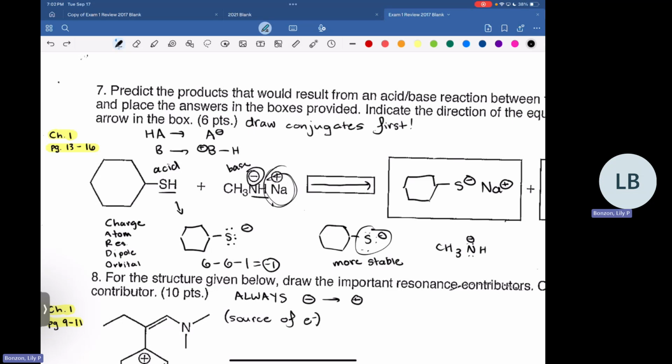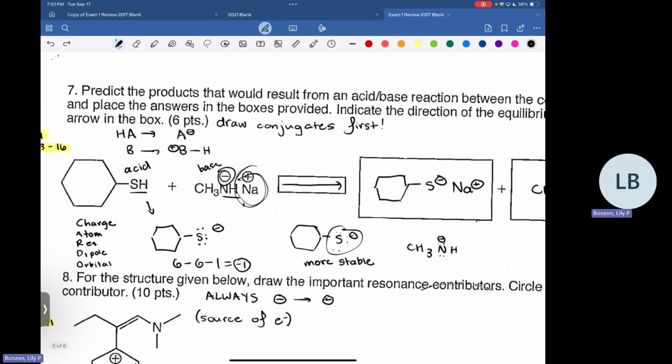And then for the question, you'll just put the sodium wherever the negative charge is going to be. So usually it's going to associate with the other compound because that compound gets deprotonated and then forms a negative charge. Again, that's just because it's an ionic interaction. The positive is going to be attracted to the negative, and they'll kind of just associate. Does that make sense?